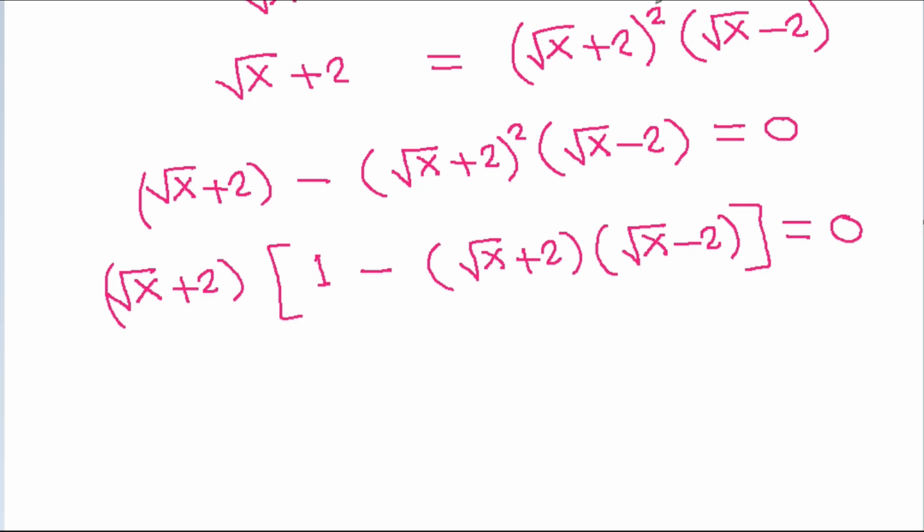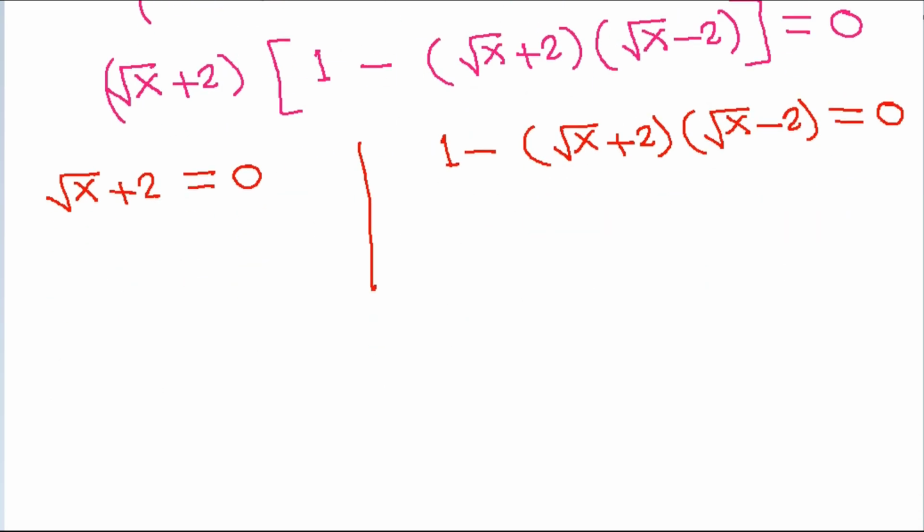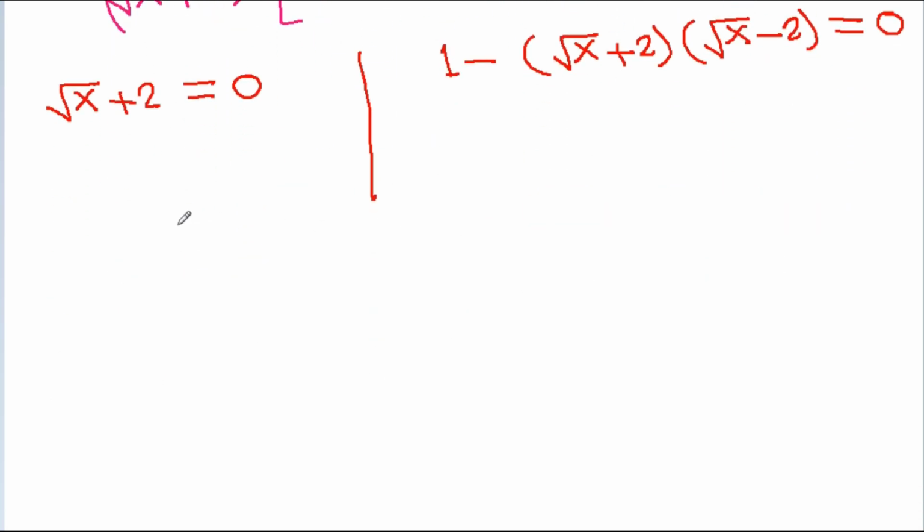So either √x+2 will be equal to 0, or 1 minus (√x+2) times (√x−2) can be equal to 0. And we know that √x is greater than or equal to 0, so this cannot be equal to 0. It is not possible.